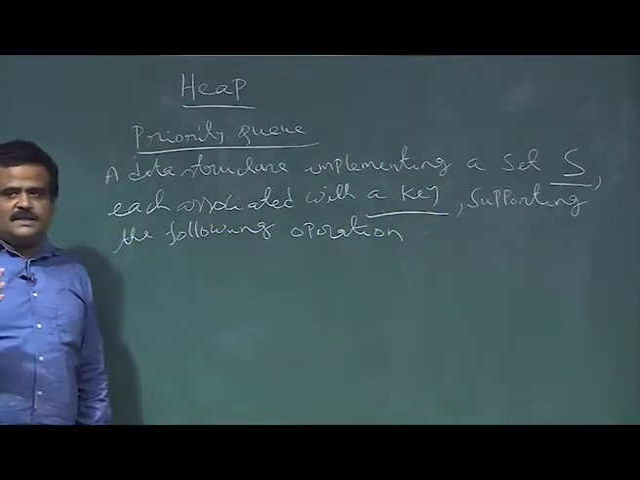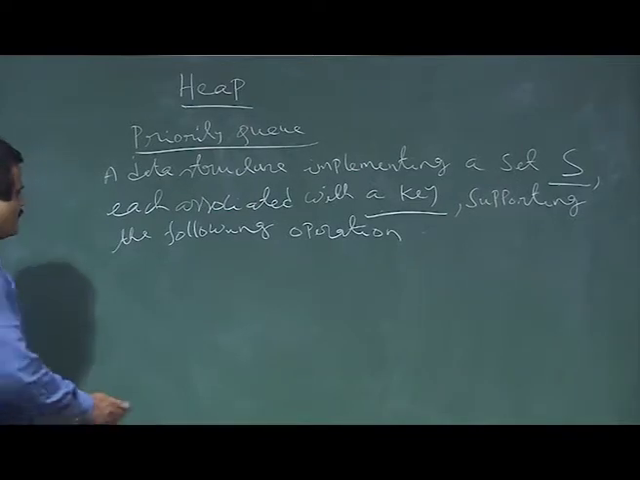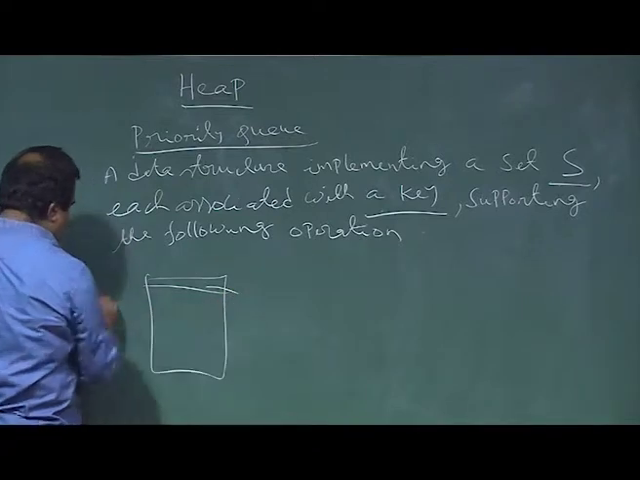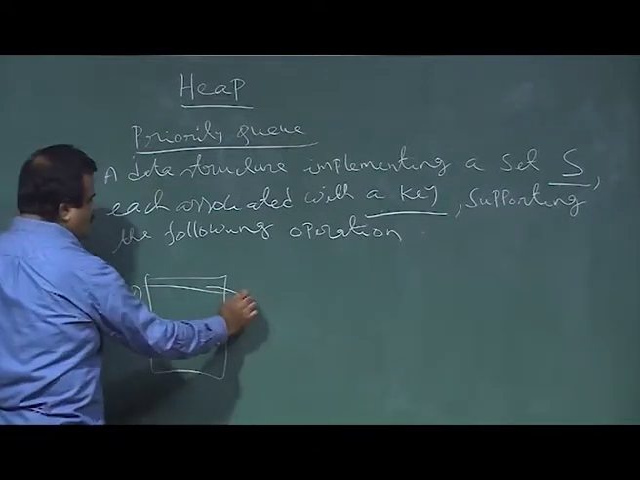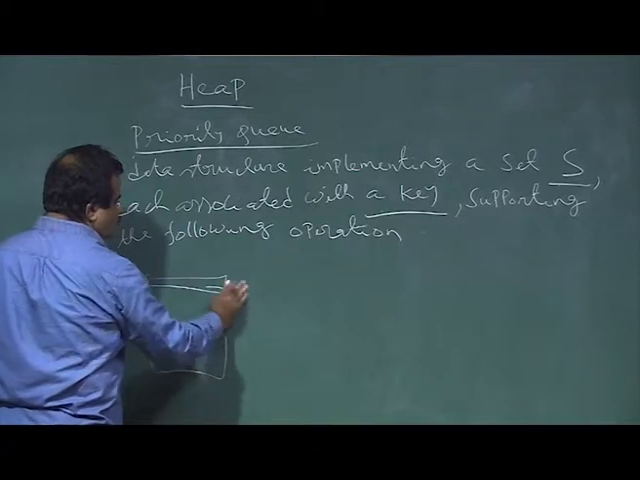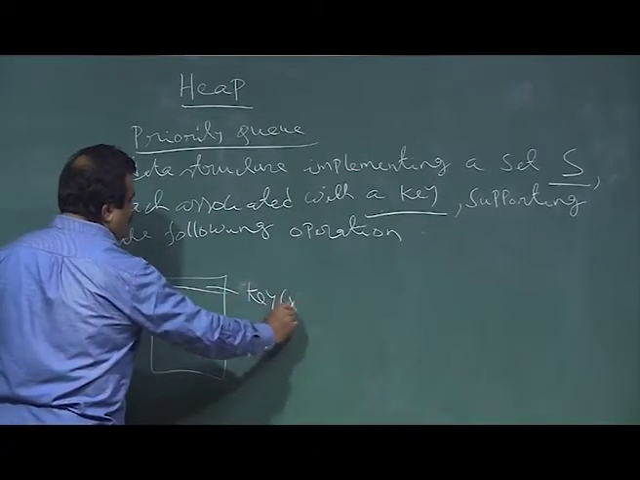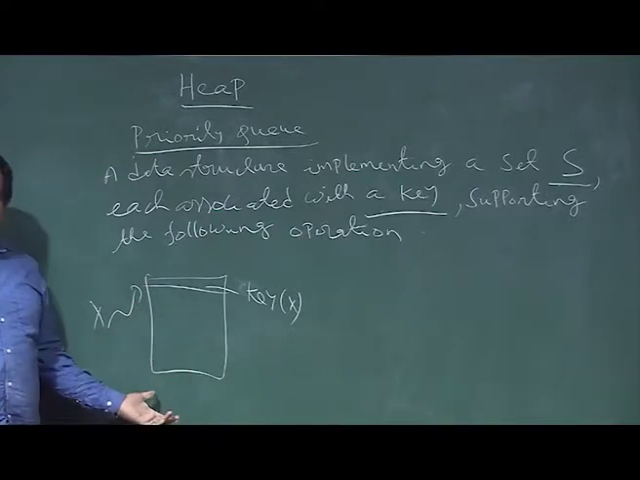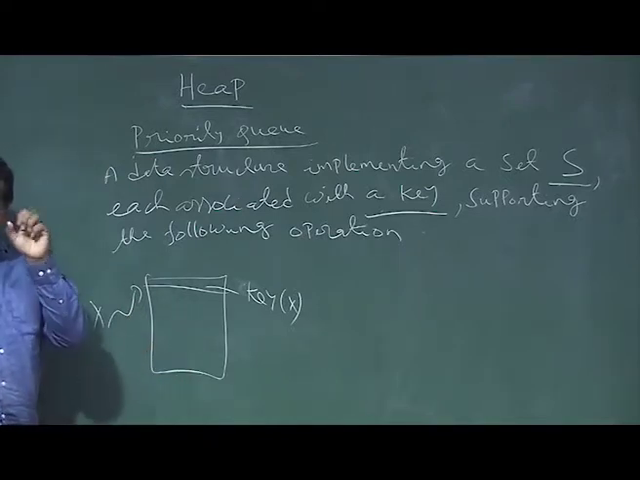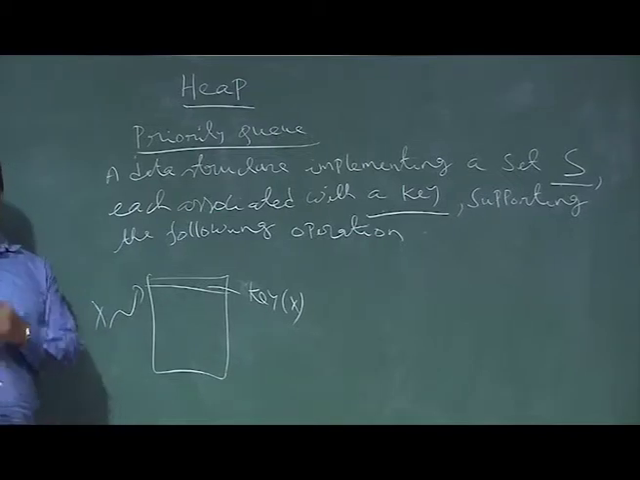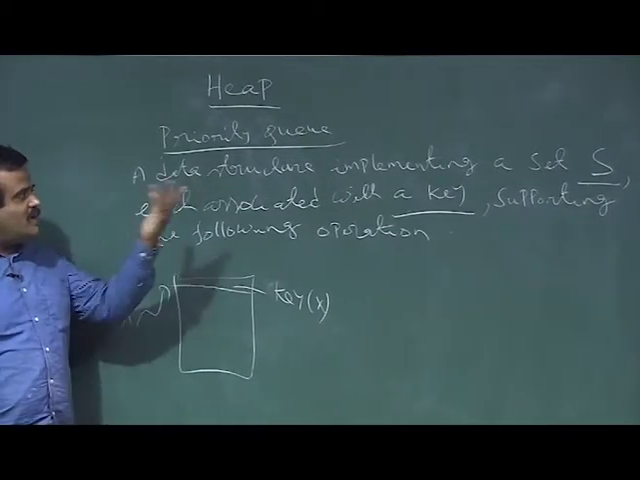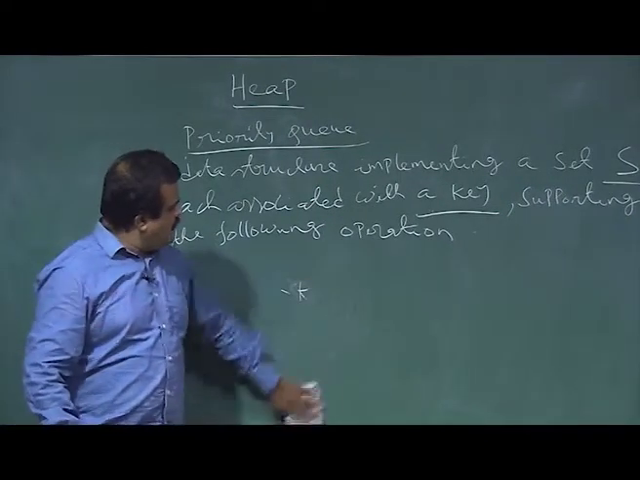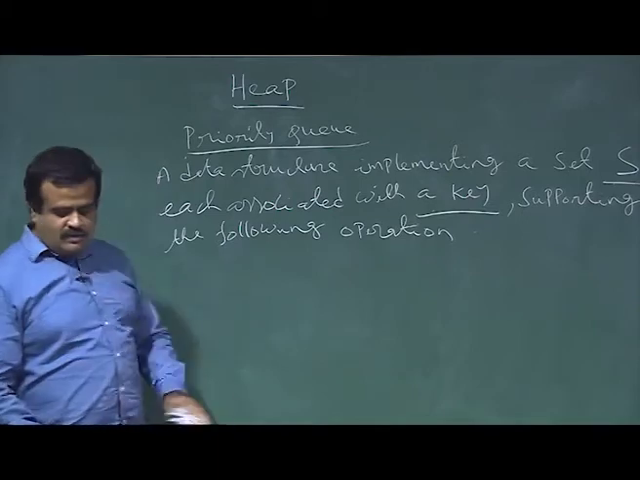So, key is basically, say S is a record, like a student record. The student roll number could be the unique key of X. So, each of this data, or we can say record, is associated with a key. The key is the unique representation of that record. So, each element of S is associated with a key, and it should be able to perform the following operations.